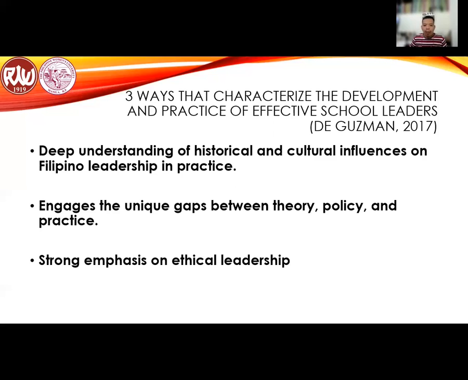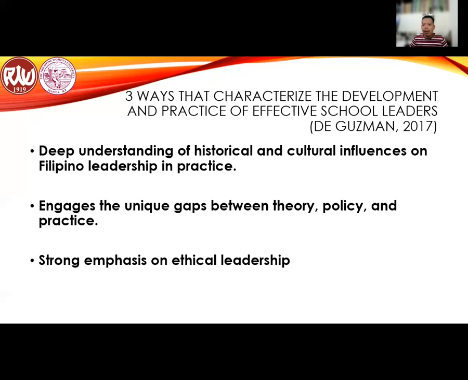Second, the practice and development of school leaders in the Philippines engages the unique gaps between theory, policy, and practice. Unfortunately, there is little research that examines the principalship from a critical perspective, or that looks at the complicated intersection of these dynamic aspects of their practice.